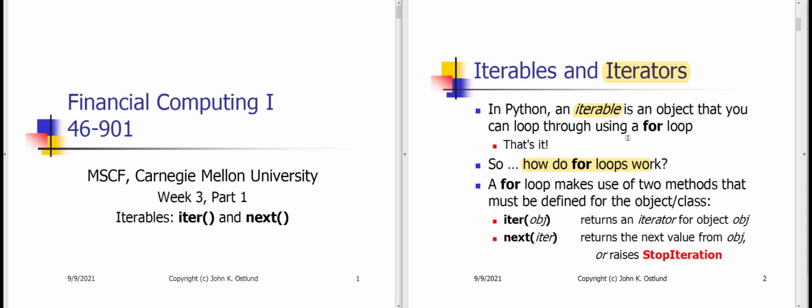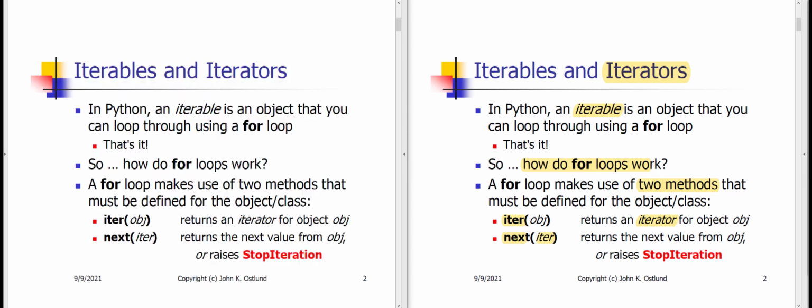The way a for loop works is to make use of two methods that the underlying iterable object or class has to provide. The first of these methods is iter, which returns an iterator type of object that we can use to access the object that we're iterating through. The second method is called next. Next actually takes an iterator as its argument and returns to us the next value in that iterable. So let's take a look at some examples here.